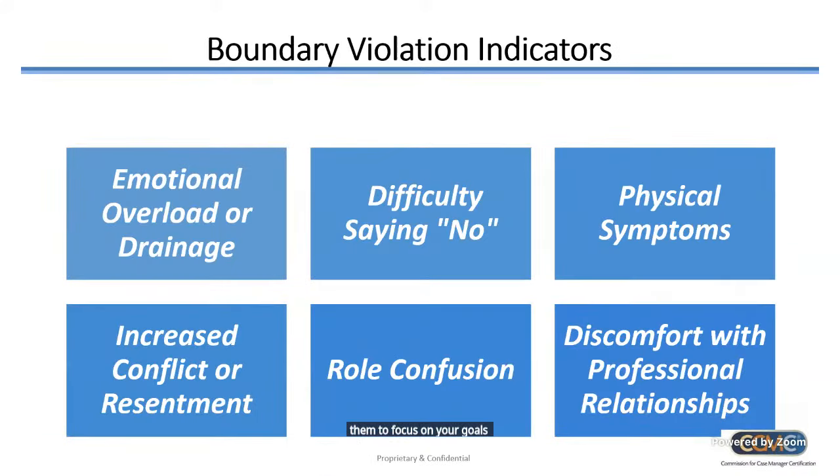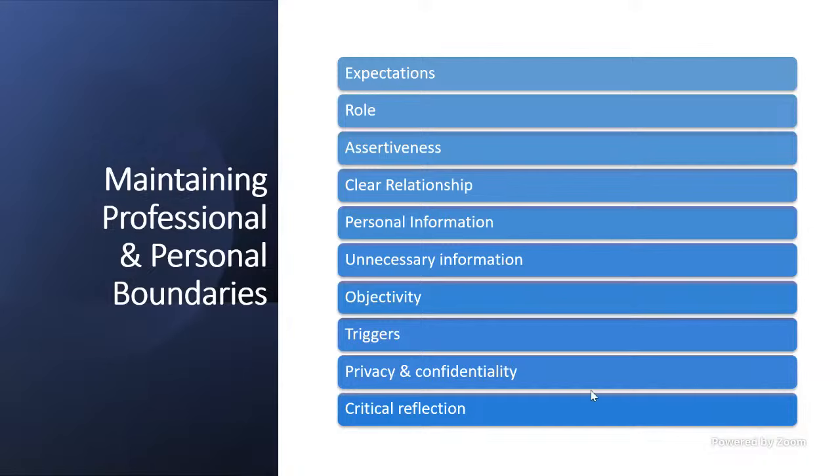So we'll talk a little bit about maintaining professional and personal boundaries. Setting clear expectations at the beginning of the relationship helps to mitigate the potential for problems later on. Describe your role, as I mentioned earlier, and what they can expect from you. Describe what you expect from them in terms of acceptable behavior, mutual respect, and a commitment to the process.